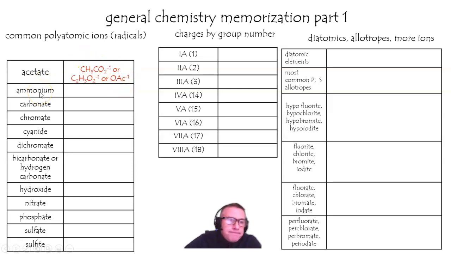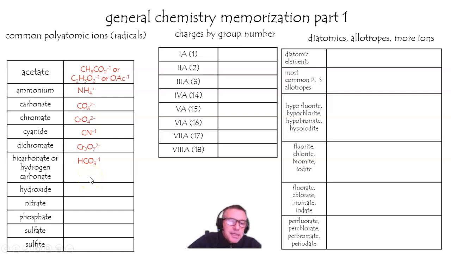The ammonium is the only cation that is polyatomic that's common anyhow, and that's NH4+. What is a carbonate? That is a polyatomic anion that is CO3 2-. A chromate, that is CrO4 2-. Cyanide, that's CN with a -1 charge, very toxic. A dichromate, that is Cr2O7 2-. The bicarbonate anion is HCO3-. It's derived from sodium bicarbonate, also known as baking soda, NaHCO3.